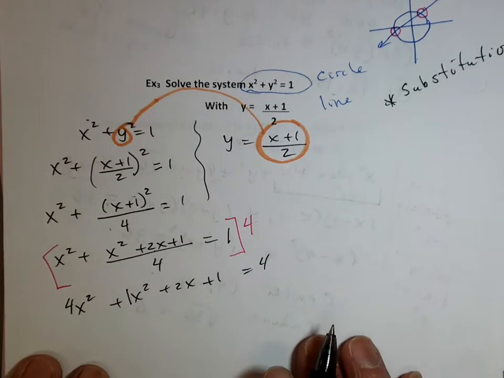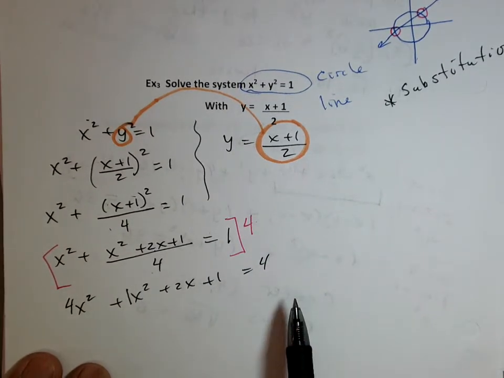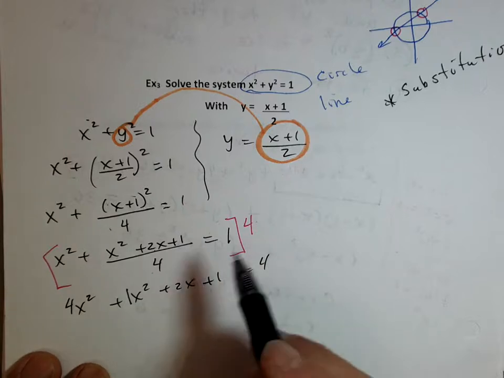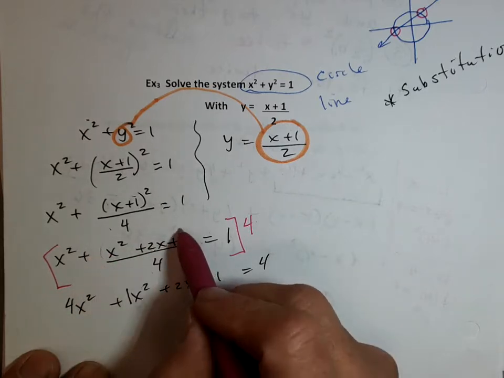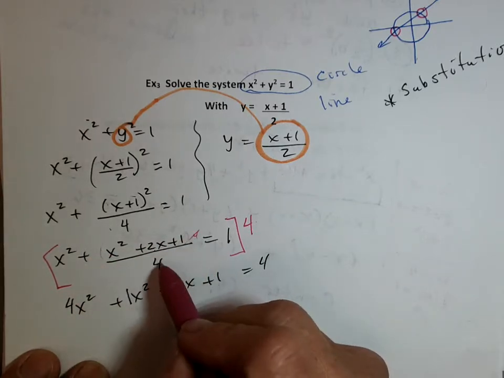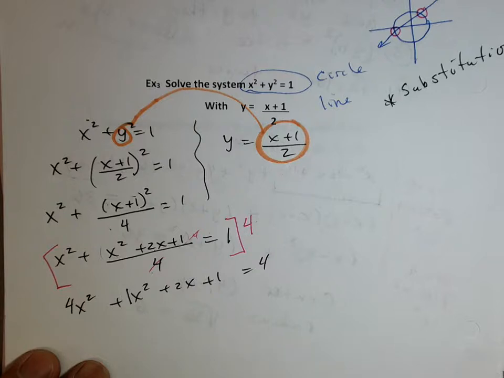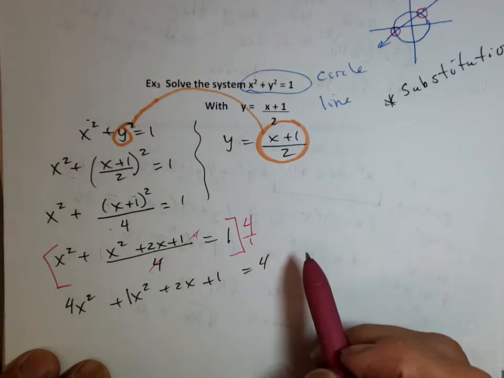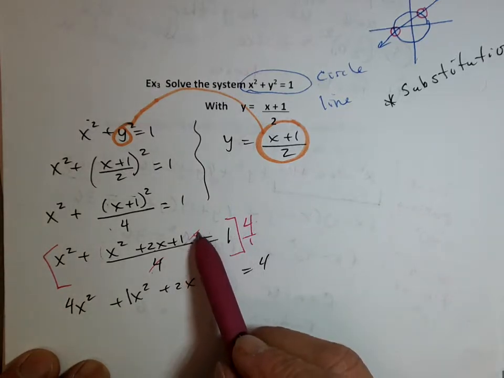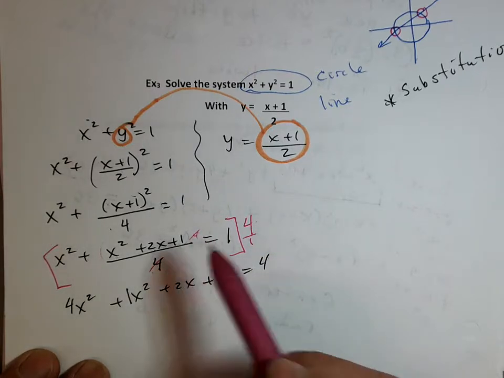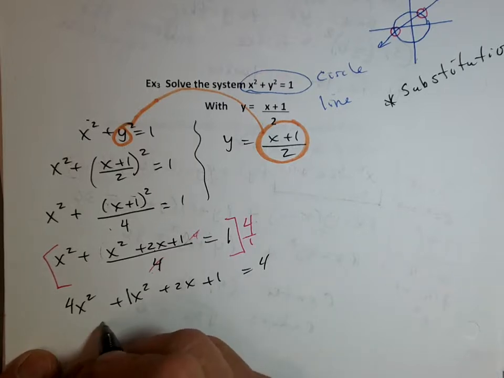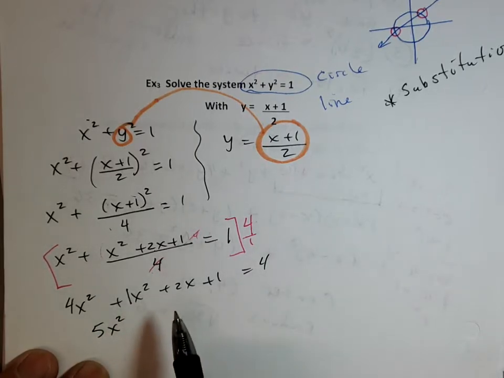Wait, how is it not plus 8x? So what happened is when you multiply this by this entire thing here, Ben, the 4 is times this, and this 4 cancels that 4. It's 4 over 1, right? So this 4 goes here, and this 4 and this 4 cancel each other out. So how about 5x squared? Do you agree with that?